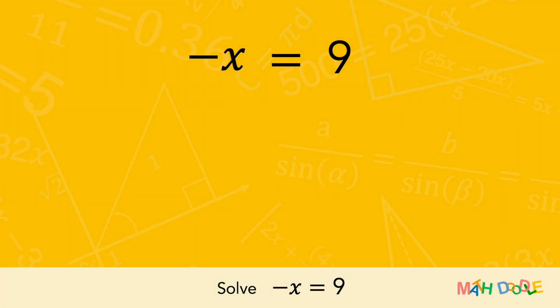Our goal in solving this equation is to find the value of x, which makes the two sides of the equation equal. First, let's rewrite the equation so that the left side of the equation has only x. To do this, we must eliminate the negative sign in front of x. So, let's divide both sides of the equation by -1.